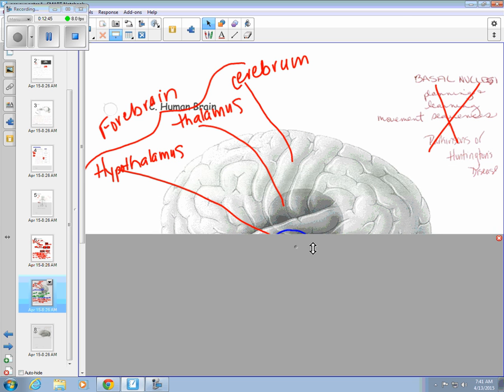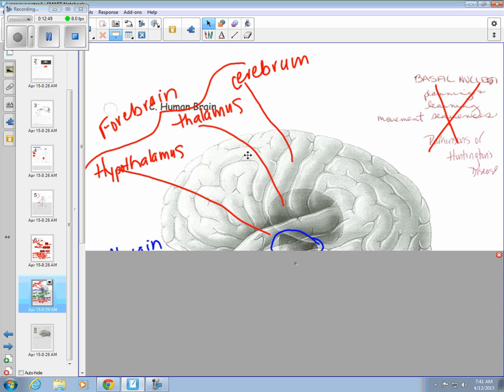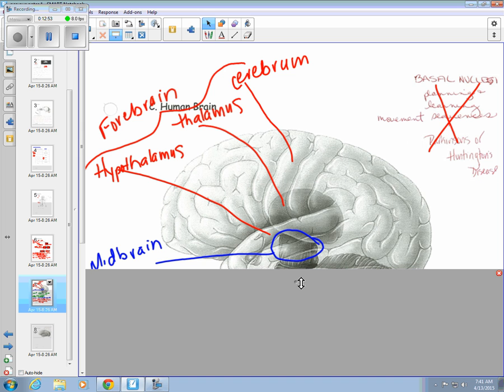The next thing I have is a picture of the brain, and I want you to label the different sections of the brain. So I'm showing here in red, this is the hypothalamus. I also have the thalamus, which are two parts of the brain that we labeled in the endocrine system. And then this is the cerebrum. All of these sections make up the forebrain.